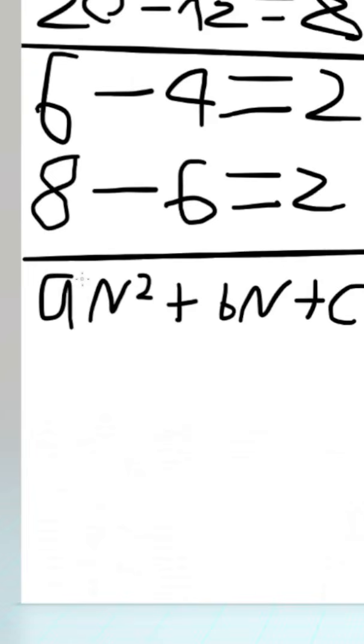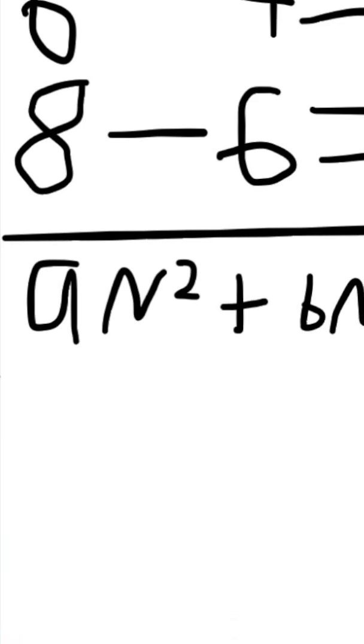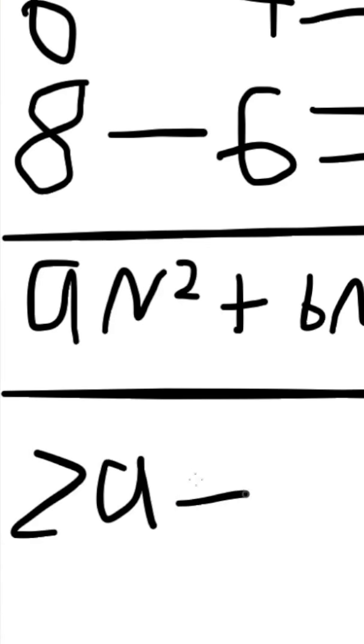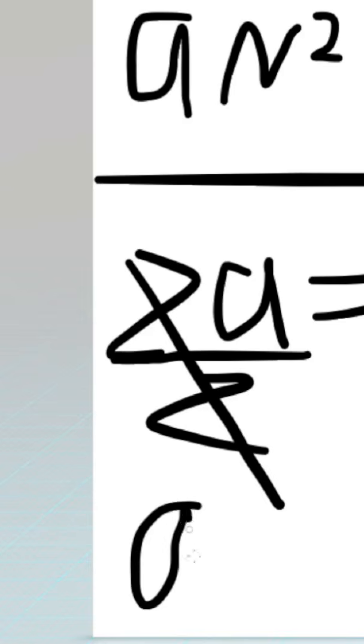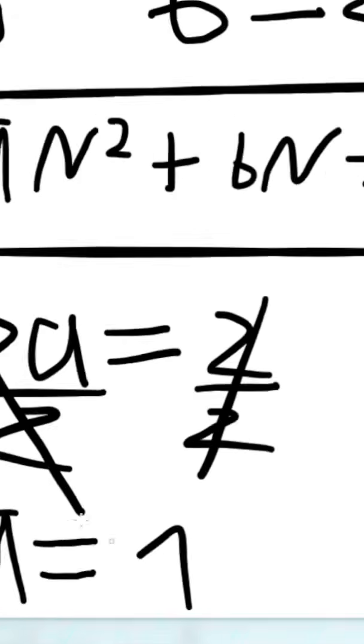So now we just gotta solve for a, b, and c. And how do we do that? We have to remember the formula. 2a can be found with the secondary differences, i.e. 2. So divide by 2 on both sides. Cancel. And we get a is equal to 1. Lovely. Now we move on.